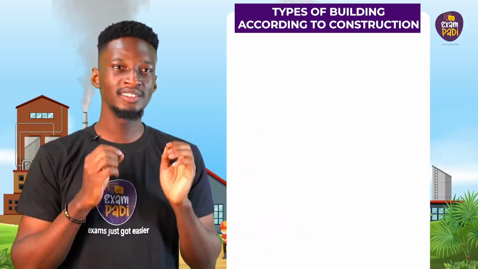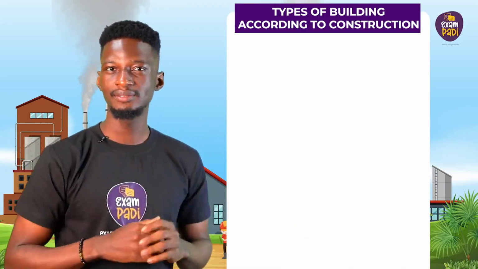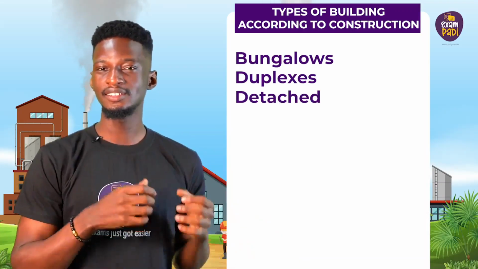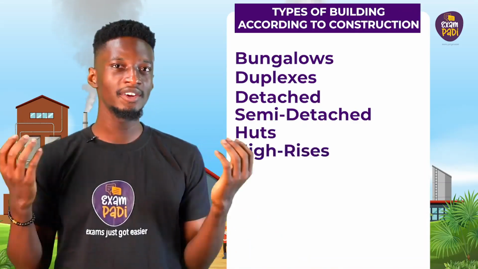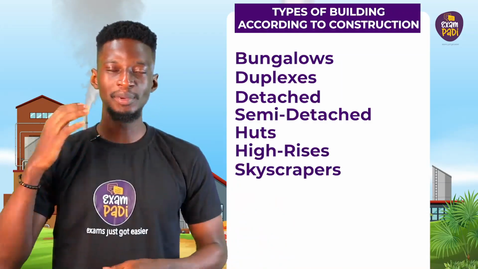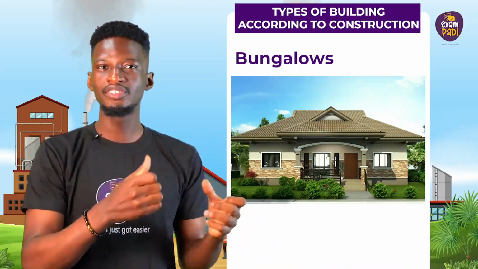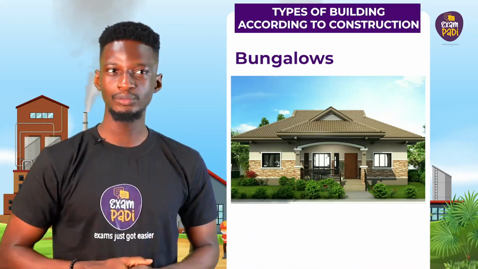A building can also be identified through its construction design. Examples include bungalows, duplexes, detached and semi-detached, huts, high-rises, skyscrapers, and many others. 1. Bungalows. These are buildings that are only on the ground floor.